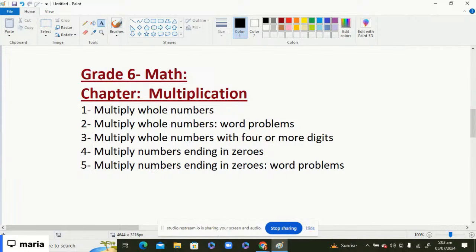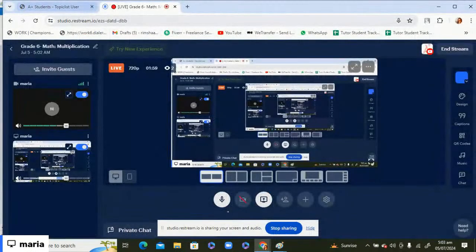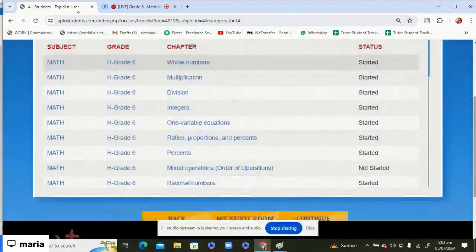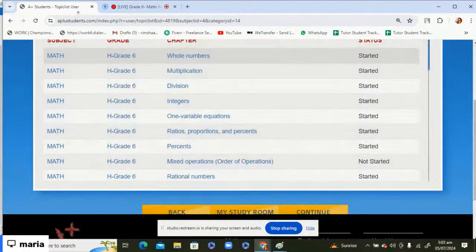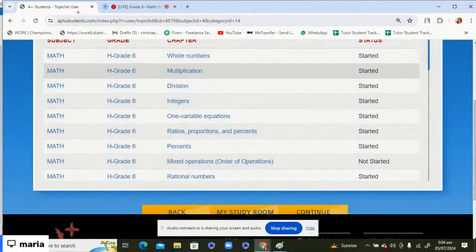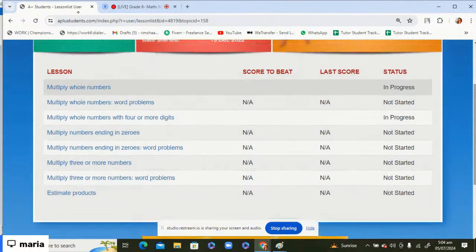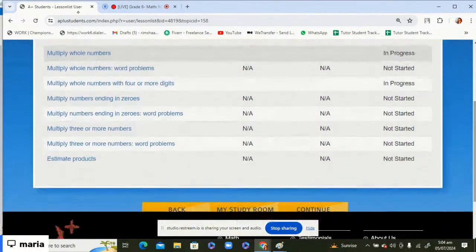You can find all the lessons on aplusstudent.com. You have to log in using the email and password provided by the administrators. Go to the subject tab, select maths, then click on your grade. So here is grade 6. There is a list of chapters here. We can go with the second chapter, that is multiplication. And here are the names of the lessons. The first lesson today is multiply whole numbers.